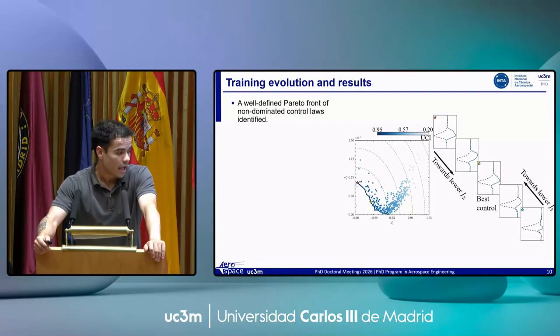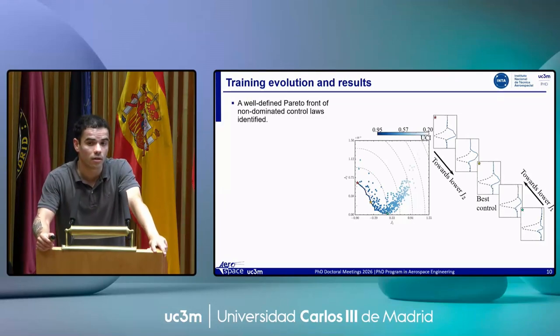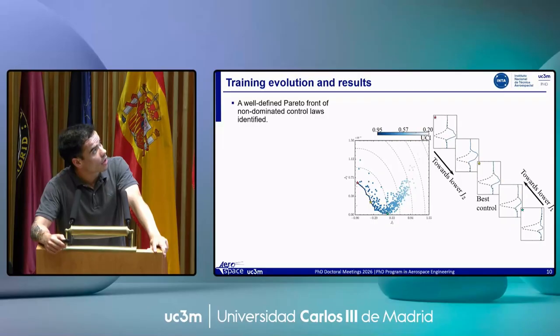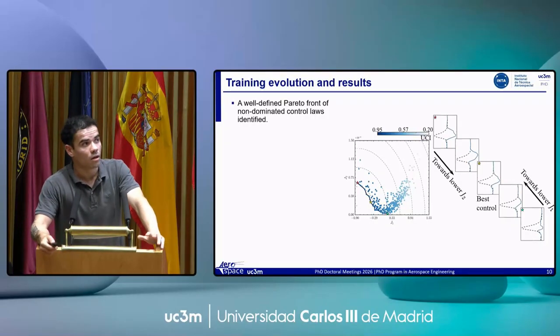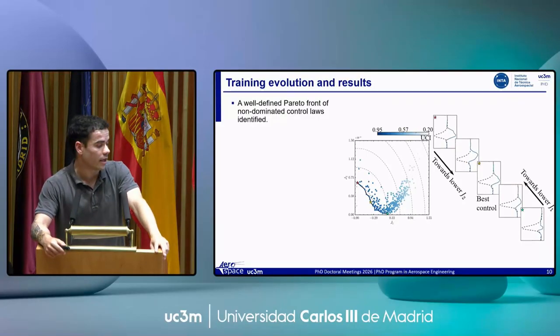Once the experimental campaign is launched, the multi-objective Bayesian optimization is capable of finding a well-defined Pareto front of non-dominated control laws. All of the individuals are colored by the UCI, the Utopia Closest Index, and on the right you can see how the wake behaves as you move along the front.